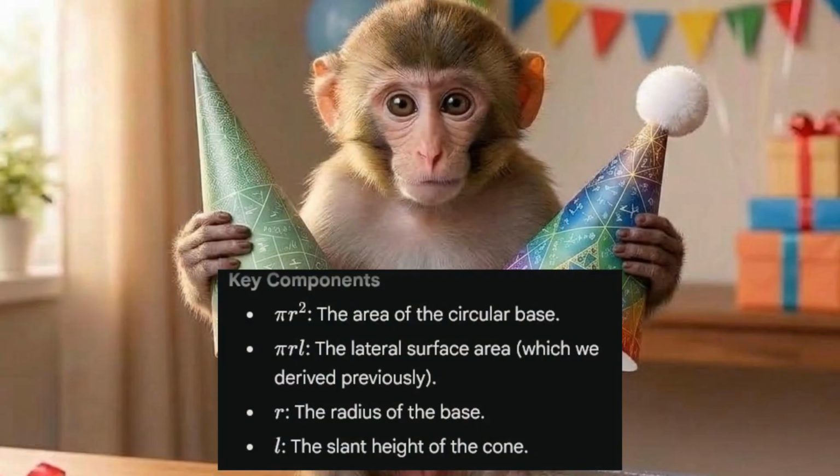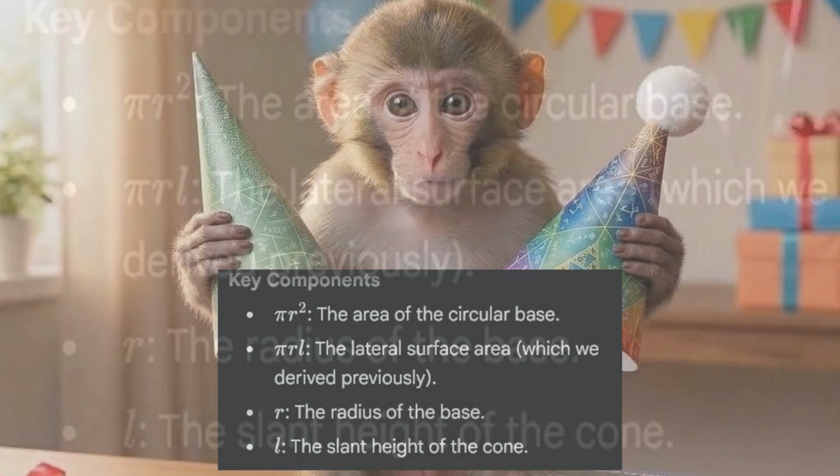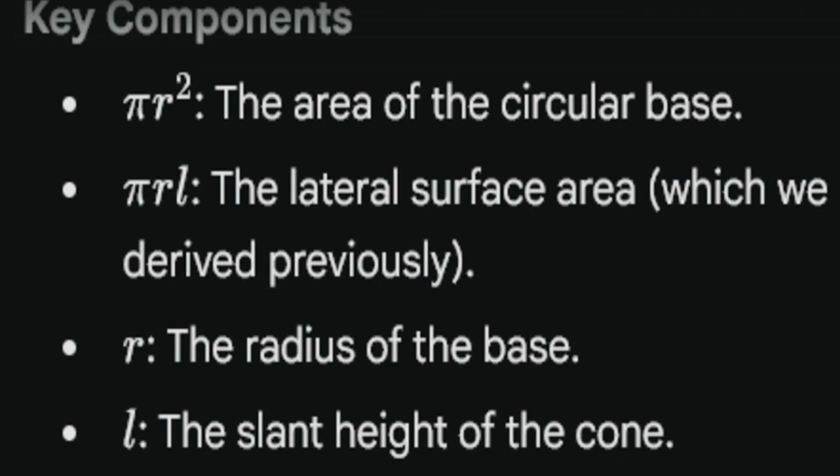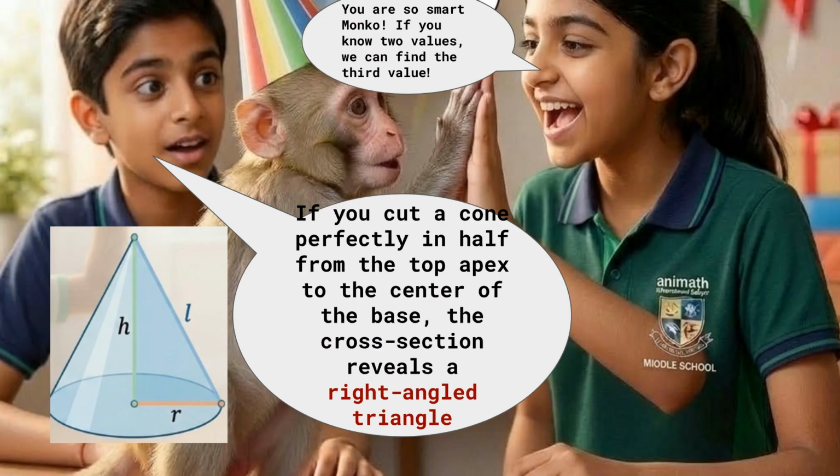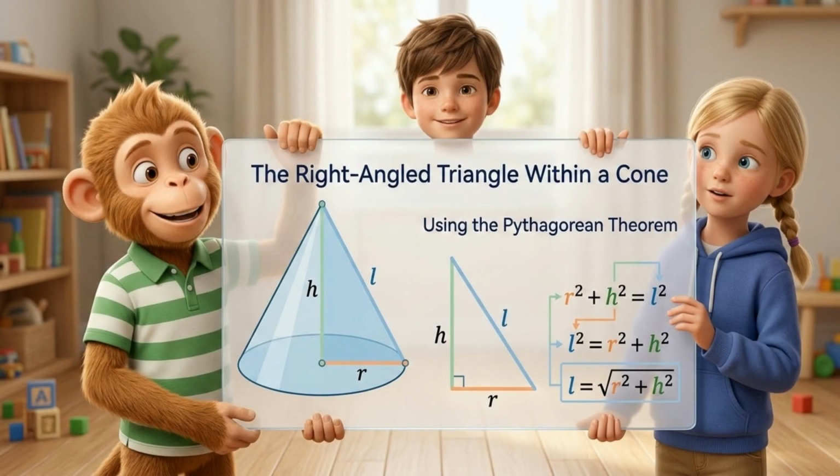Look at the key components of the cone. It is important to remember that the height of the cone is different from the slant height. If you only know the vertical height, you can use the Pythagorean theorem to find the slant height.